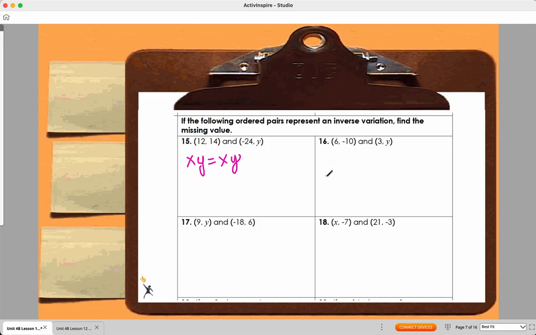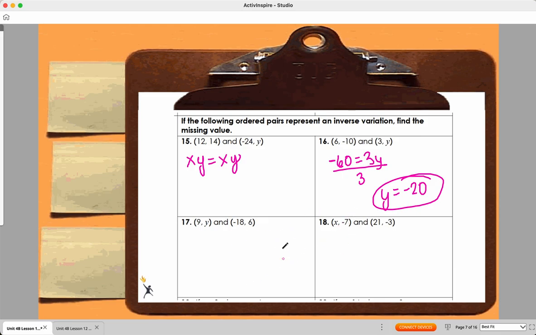So I'm going to say, if I do this, I'm picking the smaller fractions. I'm just telling you right now. I'm picking number 16 for the numbers. 6 times negative 10 is negative 60 is equal to 3y. Divide both sides by 3. Our missing term is negative 20. Okay? It's that easy. It's just the key to remembering when is direct and when is inverse.